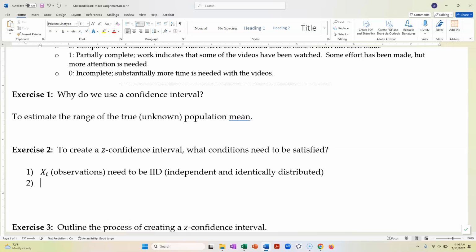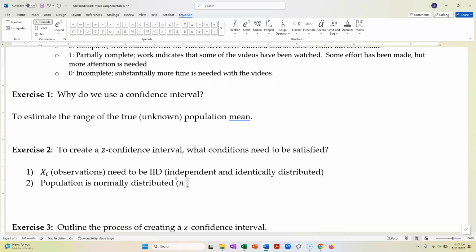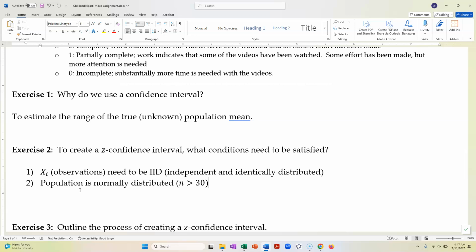Next condition is that for a Z confidence interval, we need the population we're looking at to follow a, I'll just write it out in words, normal distribution. Population is normally distributed. Okay, we need this condition. Later on, we will relax it, and the relaxed condition will be that the sample size is greater than 30. So eventually we can use that. Here we do need normality.